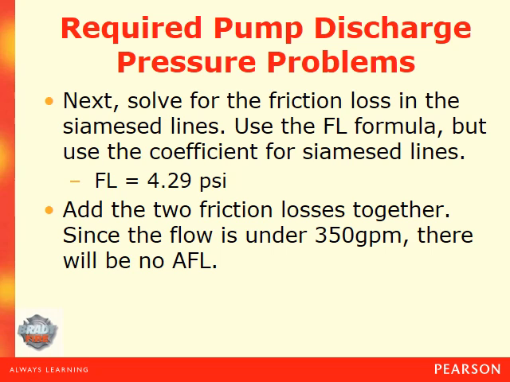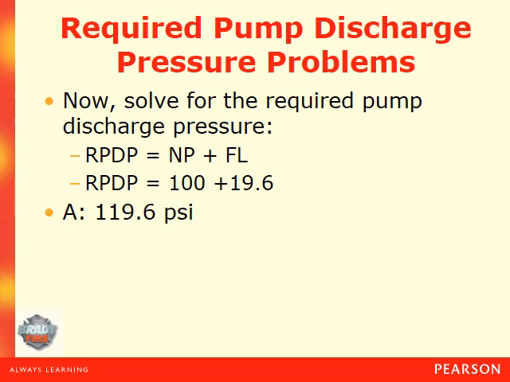So now you add the two friction losses together. And since the flow is under 350 gallons per minute, there is no appliance friction loss. We don't have to add that additional 10 psi to get our answer. So now we solve for the required pump discharge pressure by adding the 100 and the 20 together. And you're looking at a required pump discharge pressure of 120 psi, or to be exact, 119.6 psi.